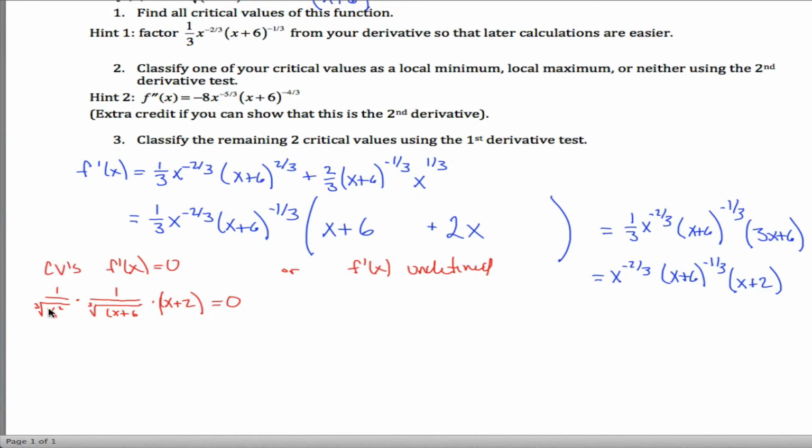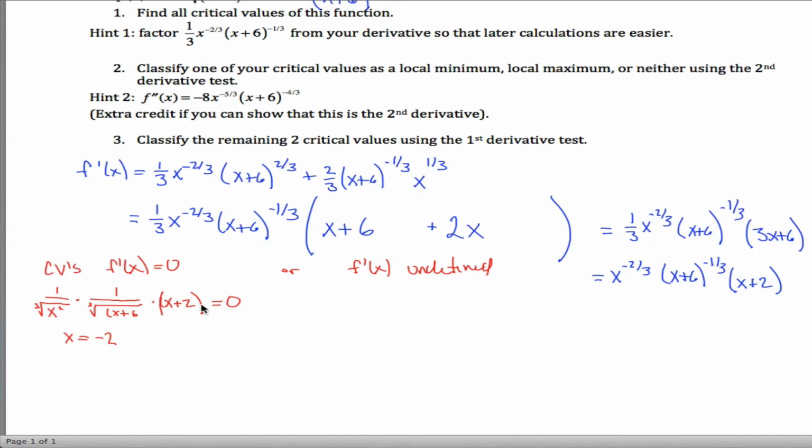So the only possible way this times this times this can be equal to 0 is if this thing right here is 0. I guess you could write this equals 0, this equals 0, this equals 0, and then say there's no solutions to this one, no solutions to this one, and solve this one. But for the sake of saving space, I'm just going to say x equals -2.